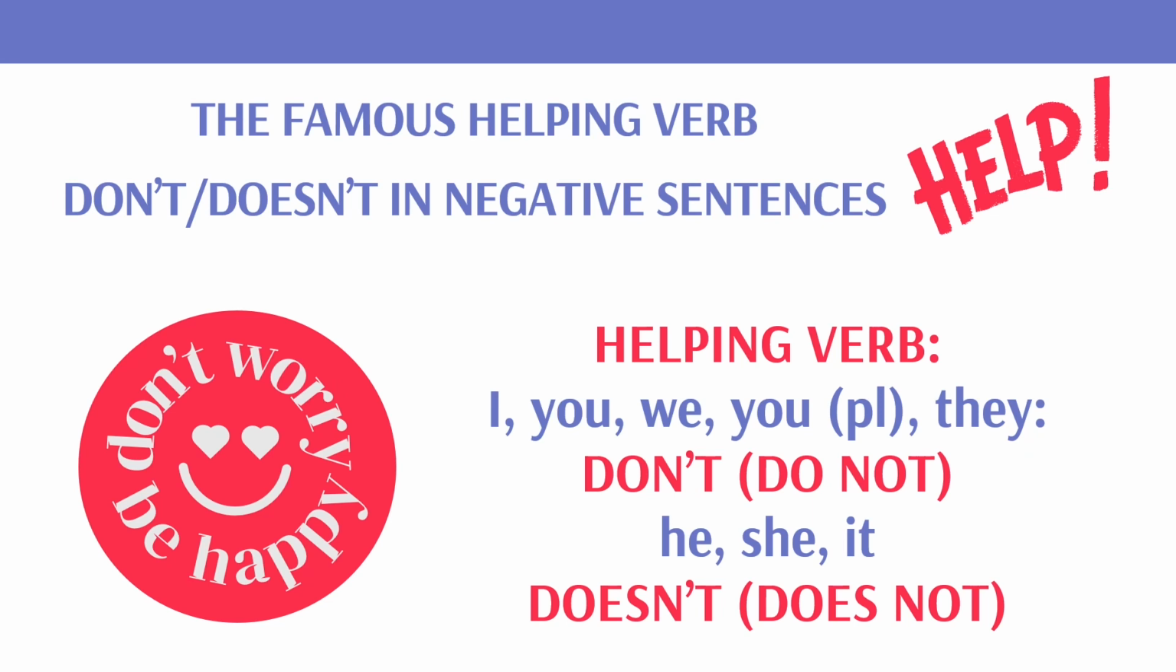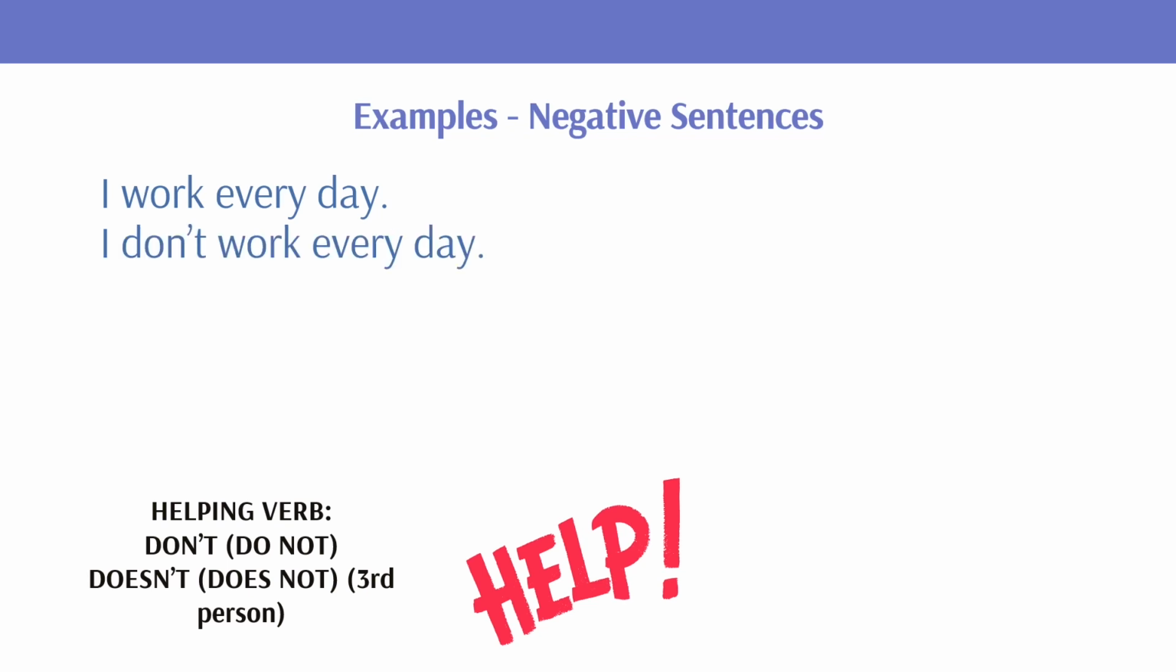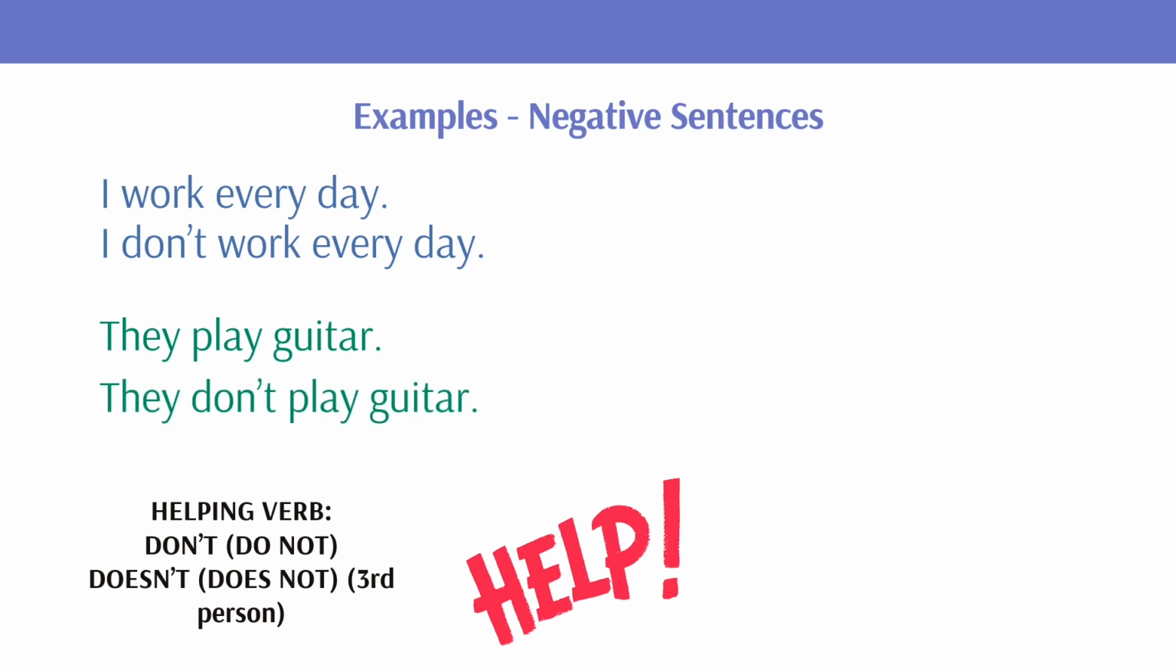Let's look at some examples. I work every day, ein positiver Satz. I don't work every day. Ich arbeite nicht jeden Tag. Don't work. Helping verb and verb. They play guitar. They don't play guitar. Sie spielen Gitarre. Sie spielen nicht Gitarre.